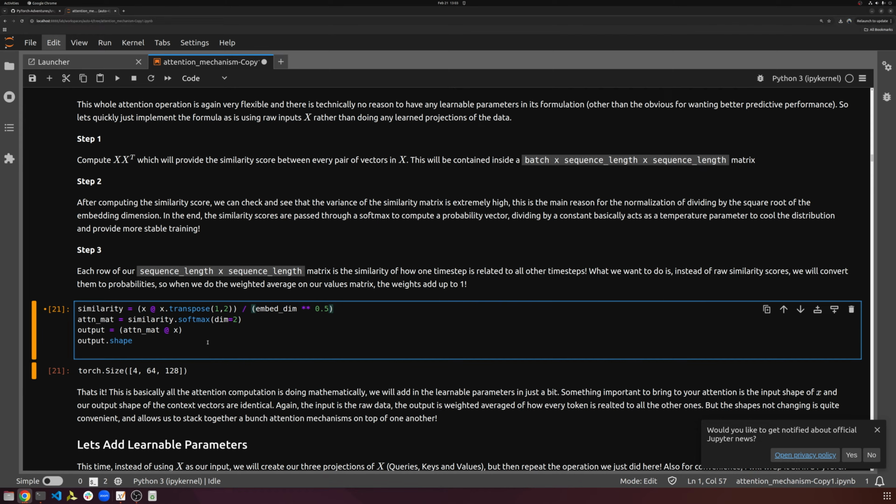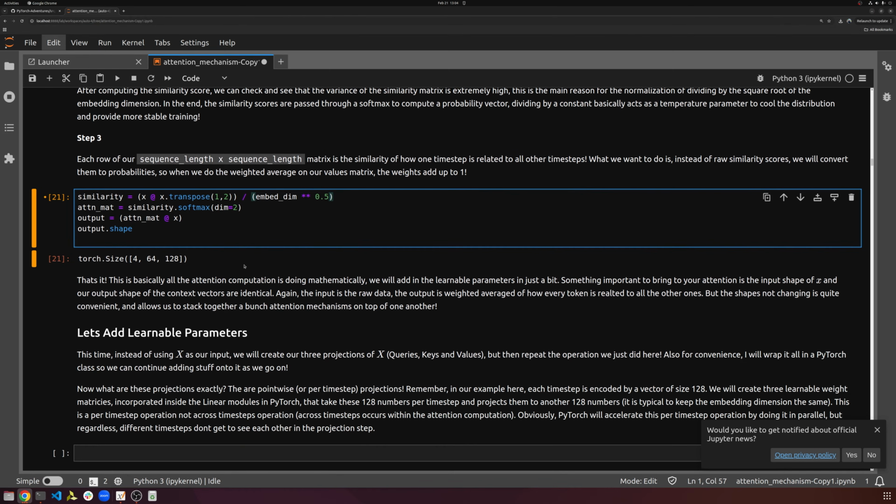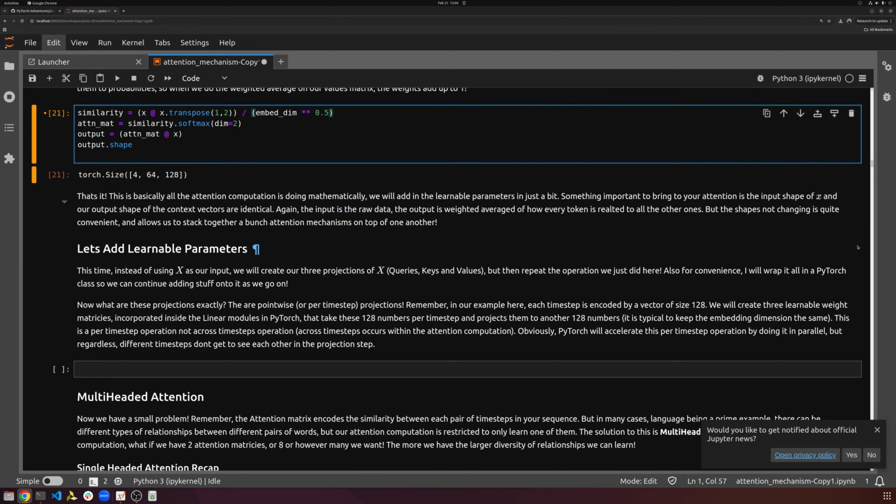But we still have something missing. There's no learnable parameters here, right? All we did is take a matrix and just perform the formula and ta-da, we have attention. But we need to introduce some learnable parameters, right? So we're going to go ahead and do that.